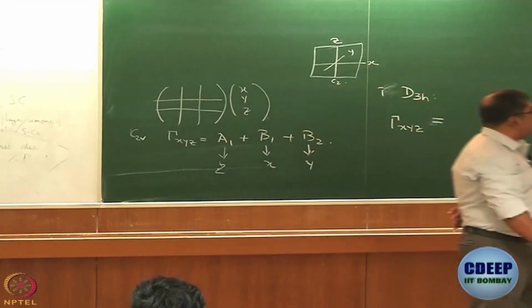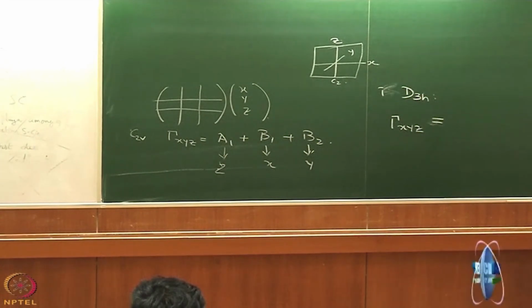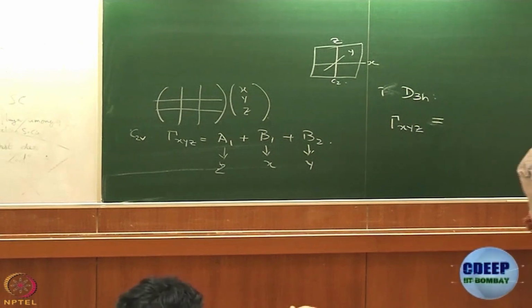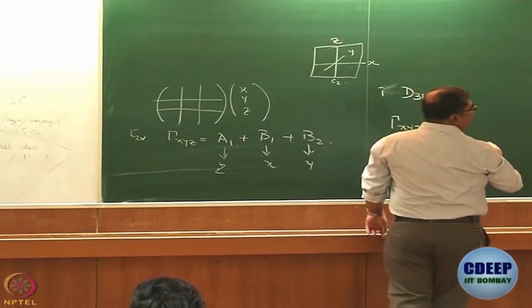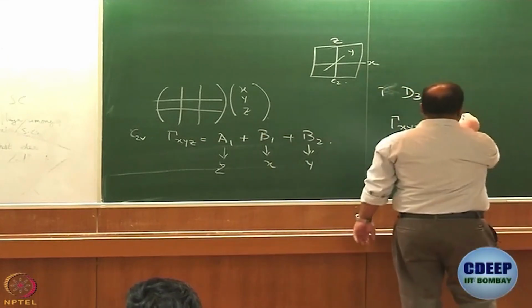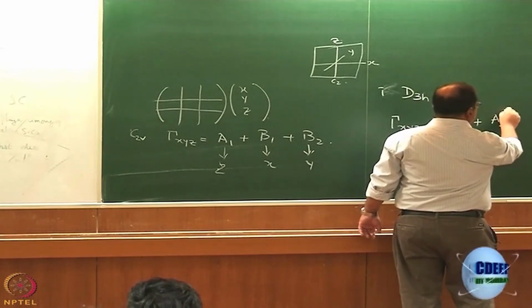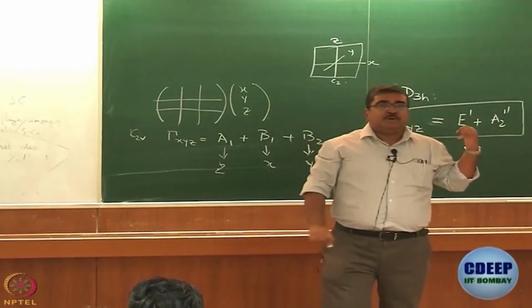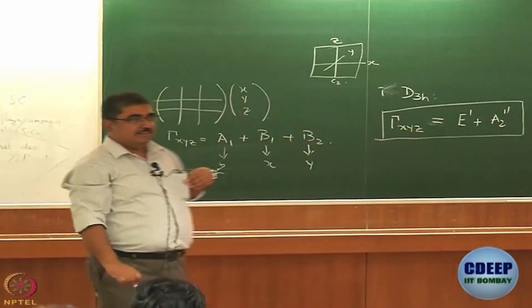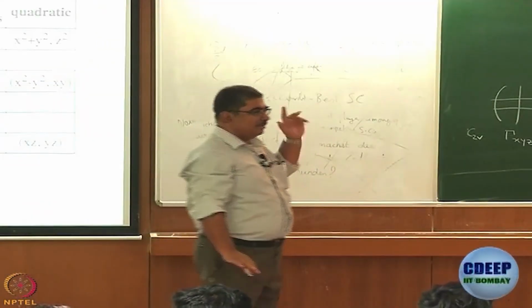X and y jointly form the basis for E dash. E dash is, don't forget, a 2-dimensional representation and z is in A2 double dash, right. It is not just A2. So, for D3H, gamma xyz is E dash plus A2 double dash. Are we clear about this? If there is a question, please ask. Did you understand what I did? Can I go ahead? Okay.